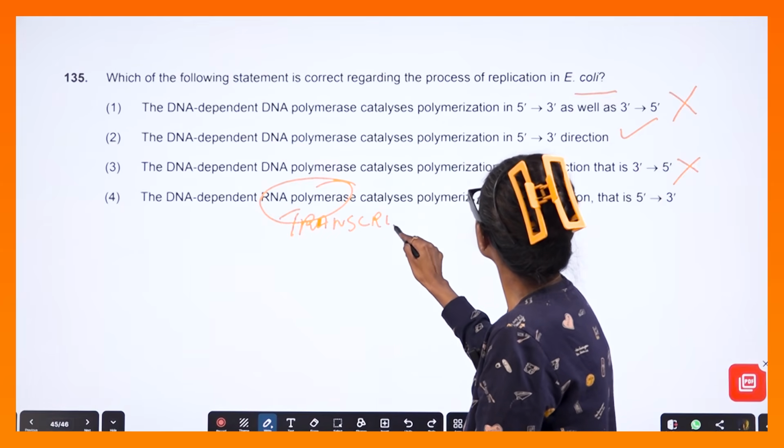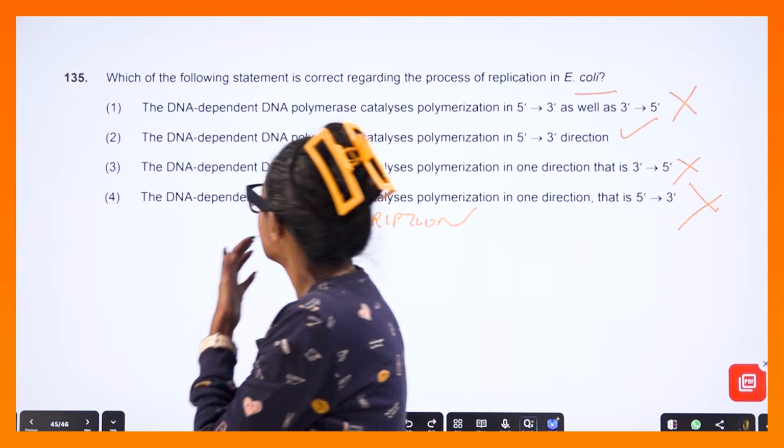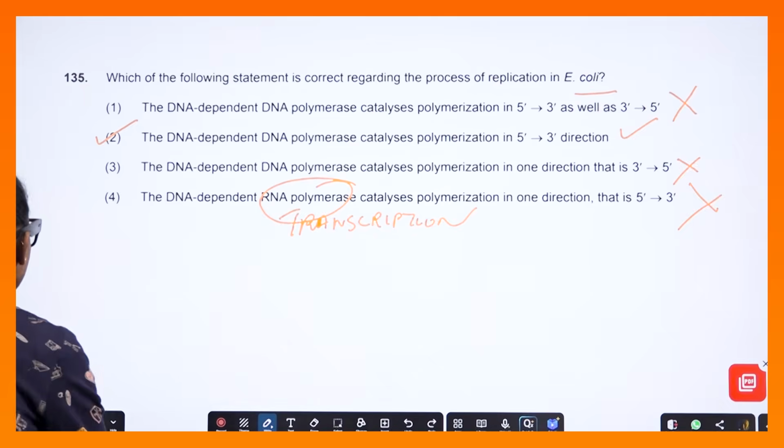No. This is for transcription. So that also doesn't work. Okay. So that means which option? Option number 2. Correct? Fine.